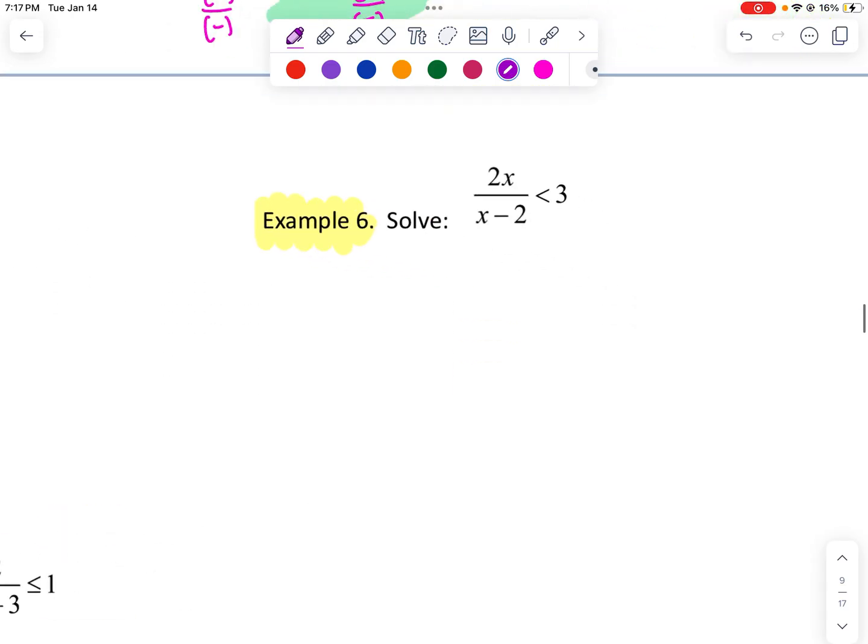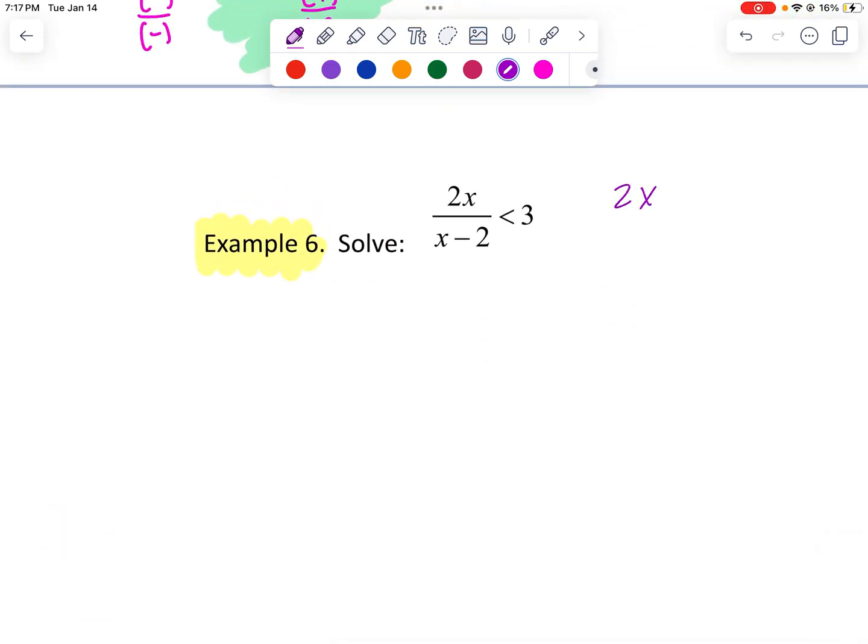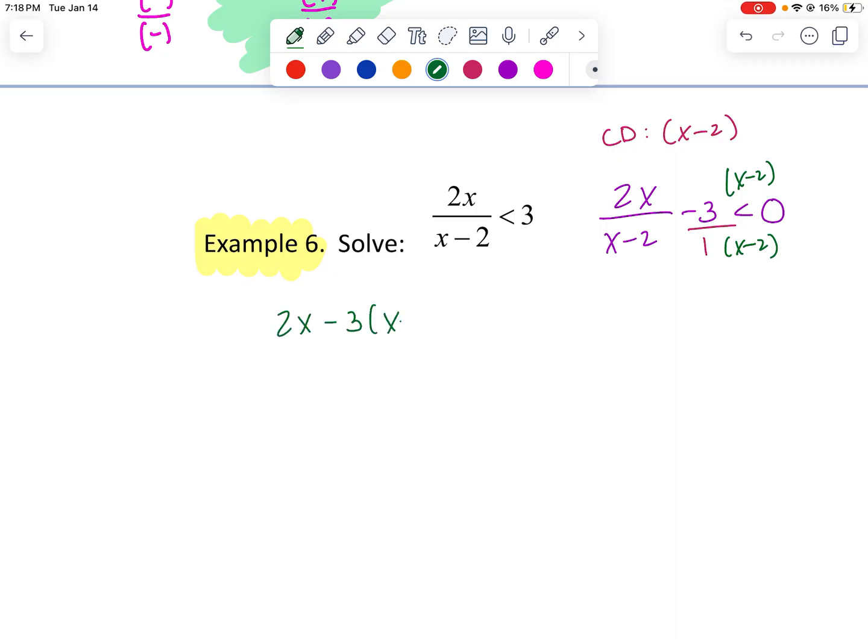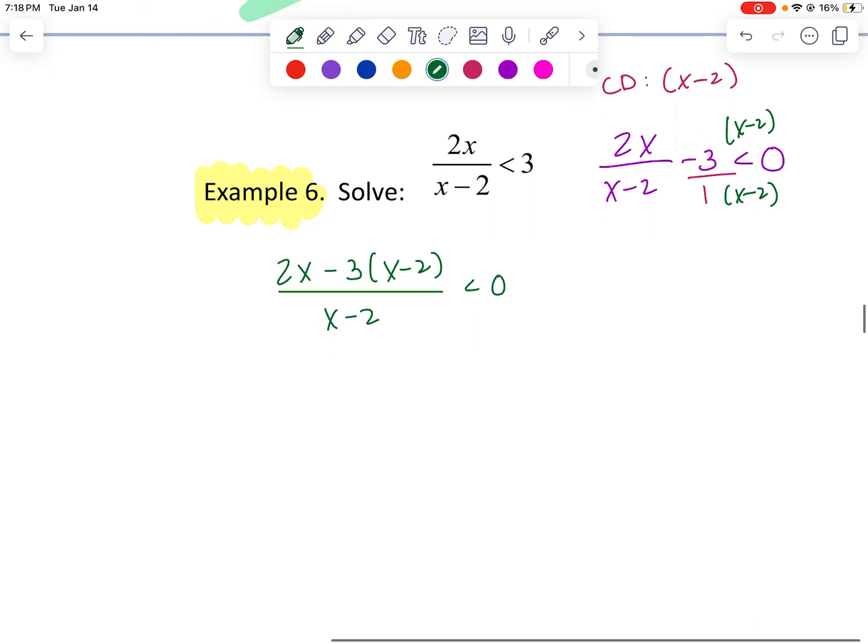So step 1 said that we need to make sure that the inequality has 0 on the right-hand side. That is not the case for example 6, so I am going to go ahead and rewrite it. I'm going to move that 3 on over so that we have is less than 0, right? Now here you are going to have to find a common denominator. In this case, my common denominator is an x minus 2. So if this is 3 over 1, I have to multiply both the top and the bottom by an x minus 2. All right, so then we get 2x minus 3 times the quantity of x minus 2 all over the common denominator of an x minus 2. And this guy is going to be less than 0.